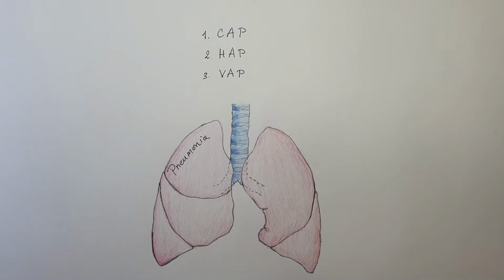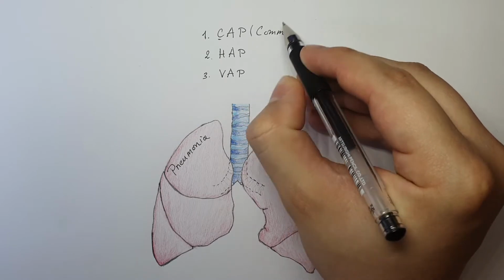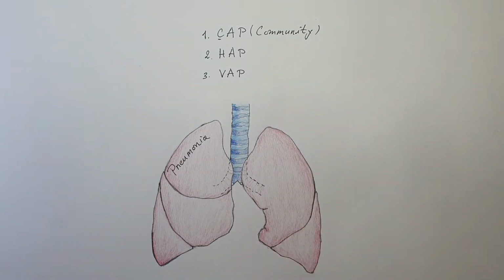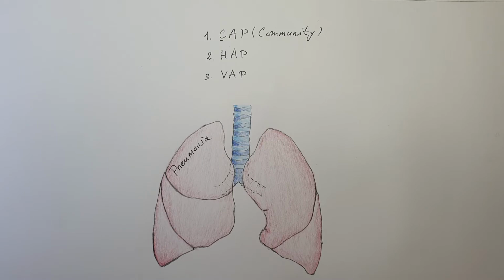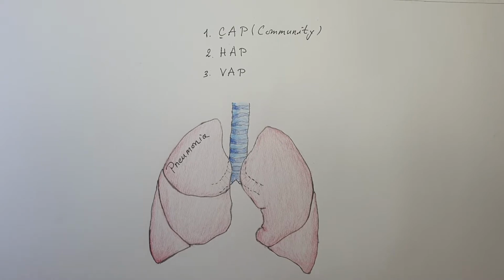So obviously, the first one has the word community in its name. Community-acquired pneumonias are, as the name states, acquired in the community. So the patient had no contact with the healthcare system, and the patient was not hospitalized and was not put on a ventilator. He was normally living his life, and he somehow got pneumonia in the community and presented to your health office.